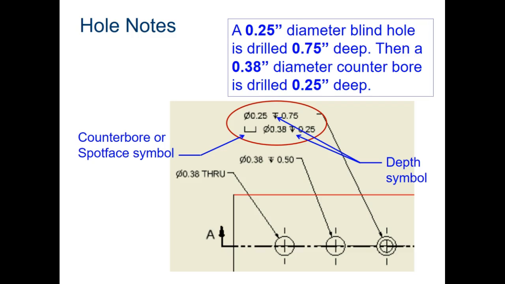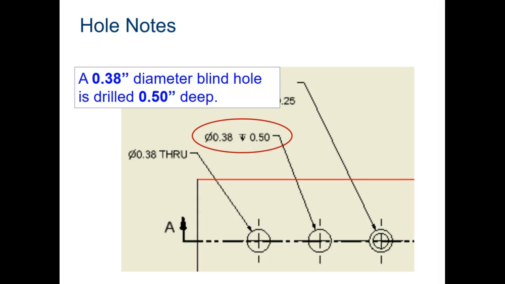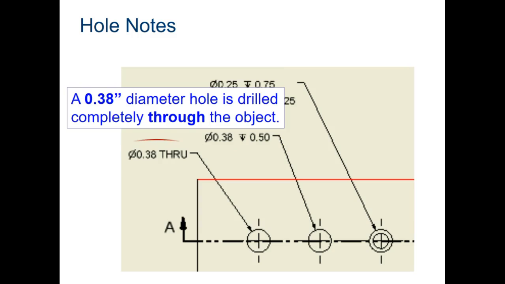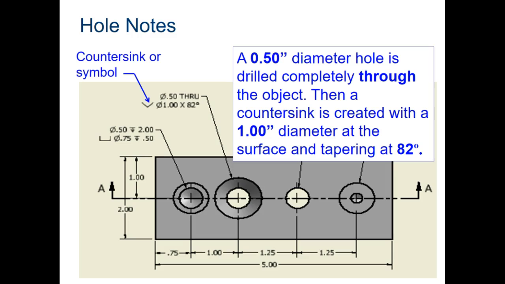Okay, so if you saw this in profile, it would have a 0.38 inch top, go down 1/4 of an inch, constrict to 0.25 inches, and continue 1/2 an inch down. Alright, this is a blind hole, so it is a diameter of 0.38, and it's 0.5 inches deep. And this one is a 0.38 inch hole that goes all the way through the part. So that's kind of how to read those notes.